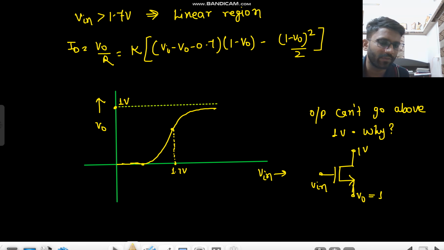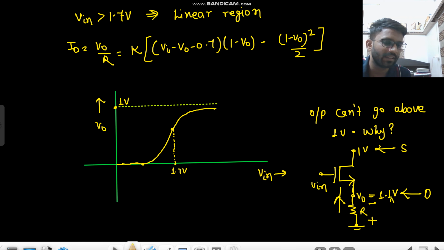If it goes above 1 volt, 1.1, okay, here we have R. If this goes above 1.1 volt, let us assume it goes to 1.1. What will happen? It will become drain and this will become source. Current direction from drain to source. Here we will have positive, here we will have negative. If this is 0, this has to be negative, and that's not possible. First, we are saying that it goes above 1 volt. Let us assume it goes to 1.1 volt.